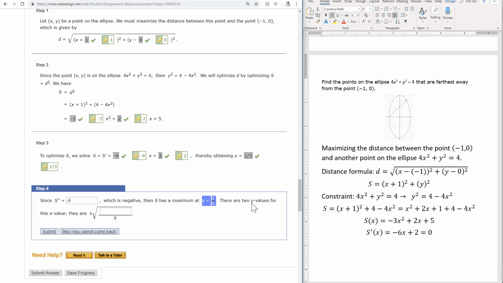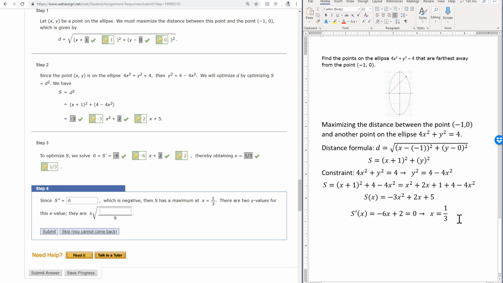And then it turns out that there's going to be 2 y values for this one x value, because when you solve for this thing, you're going to get x is equal to 1/3. You want to put it back into your ellipse equation so that you can find out what the y value is. So if we put x is equal to 1/3, we're going to solve for a y value. So let's see how we can do that.